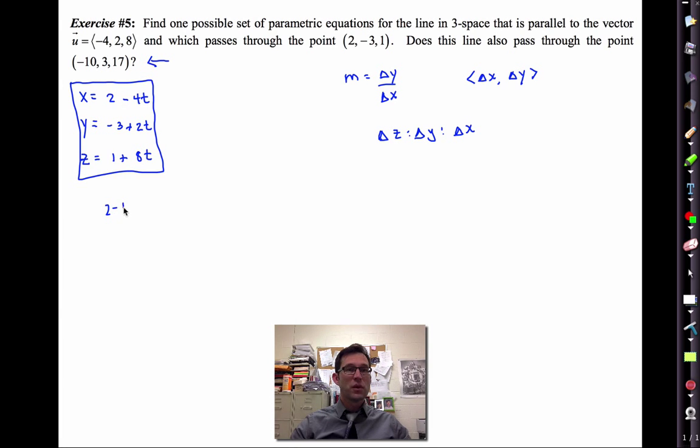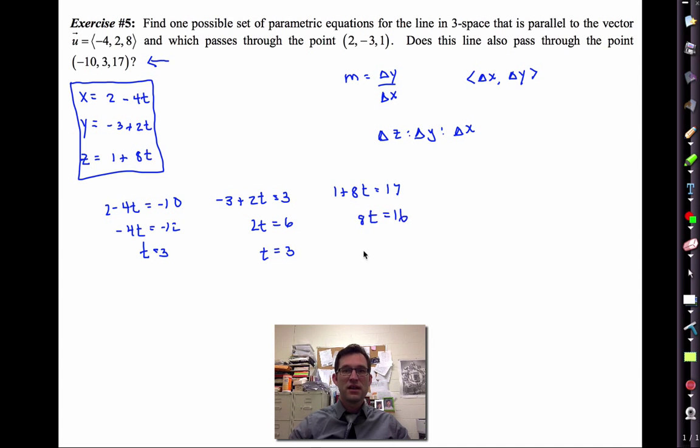So what we would do is solve 2 minus 4t equals -10, -3 plus 2t equals 3, and 1 plus 8t equals 17. I'm going to do this really quickly. -4t is equal to -12, t is equal to 3. Here I'd have 2t is equal to 6, and t is equal to 3. And here I'd have 8t is equal to 16, and t is equal to 2.